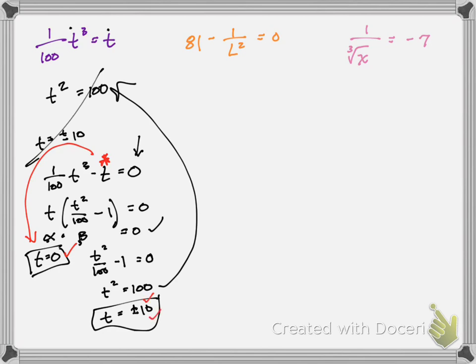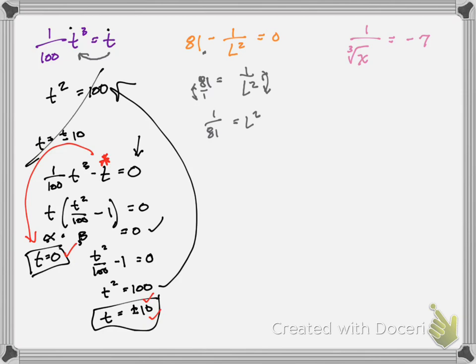Next example, 81 is equal to 1 over L squared. Now, in this case, notice we are not at risk of eliminating one of our solutions, because the reason we eliminated one over here is because when I divided by t, I got rid of one of my solutions. I'm not at risk of doing that here, because there's no L connected to this term, so I'm going to say 81 is equal to positive 1 over L squared. I can take the reciprocal of each side, 81 over 1, so L squared is equal to 1 over 81.